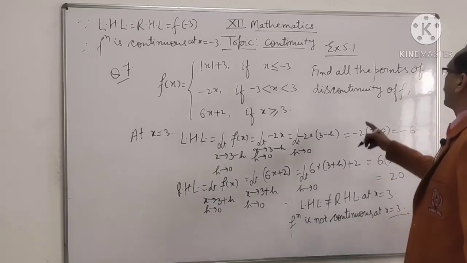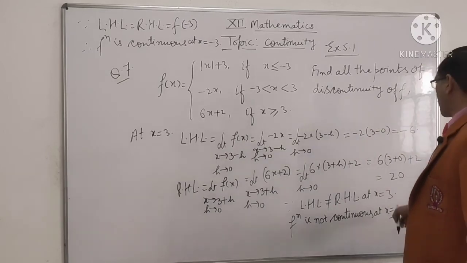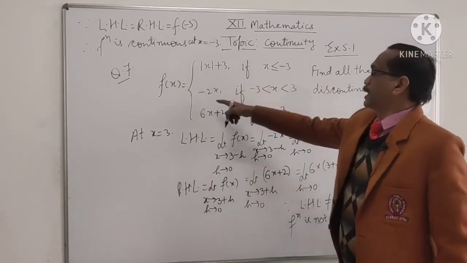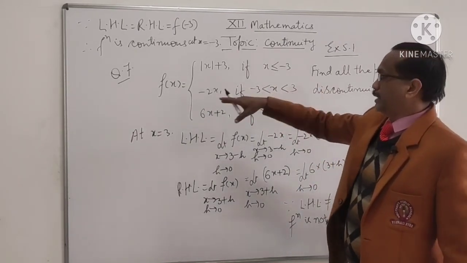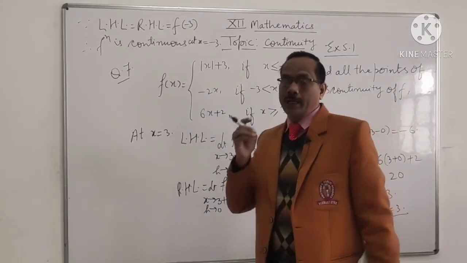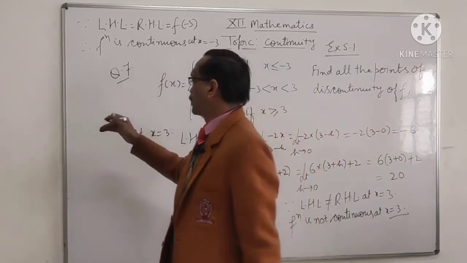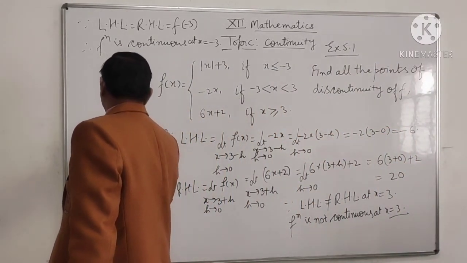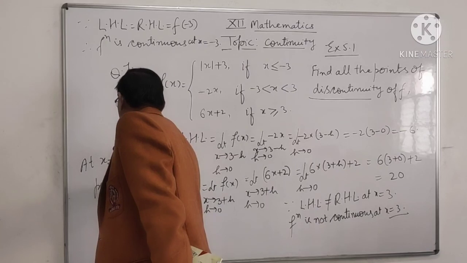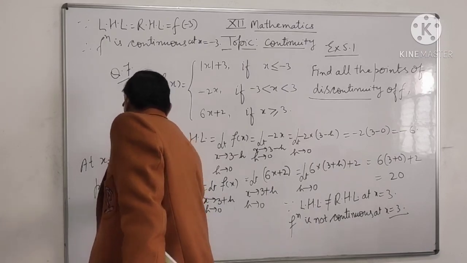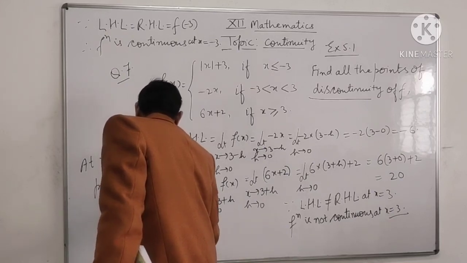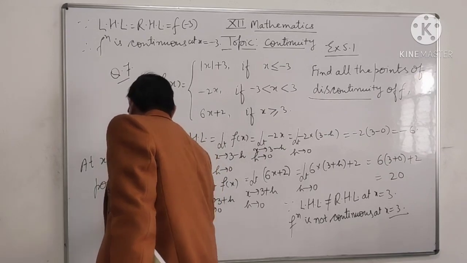So the point of discontinuity is only x equal to 3 and at the rest of the points it is continuous. The modulus function is continuous everywhere. It is an algebraic function, right? A linear function is continuous everywhere. This is also a linear function, so it is continuous everywhere. So only one point, that is x equal to 3, is the point of discontinuity. This is the answer.